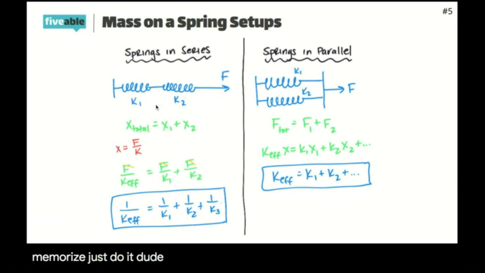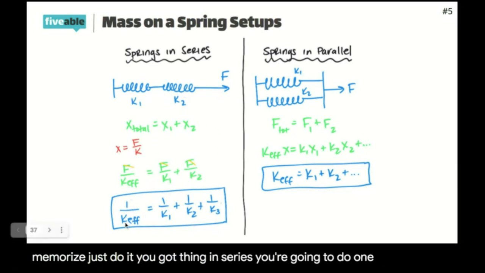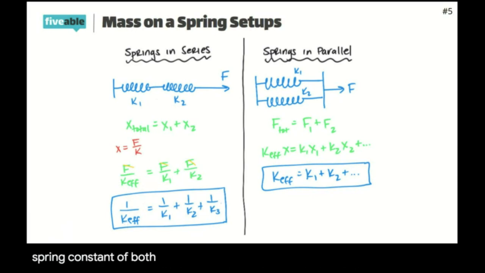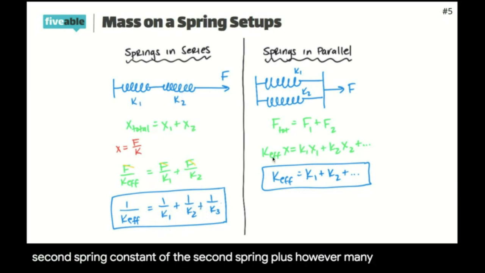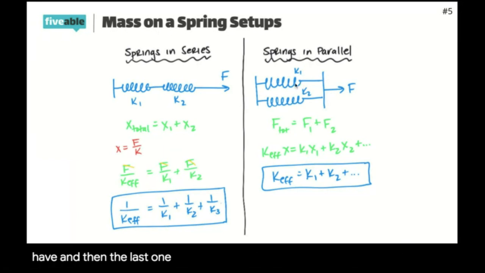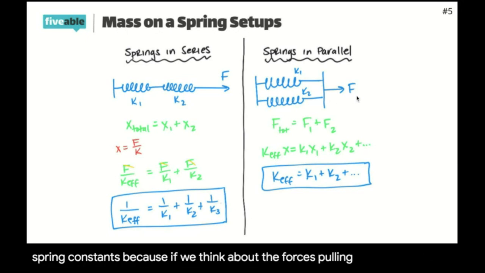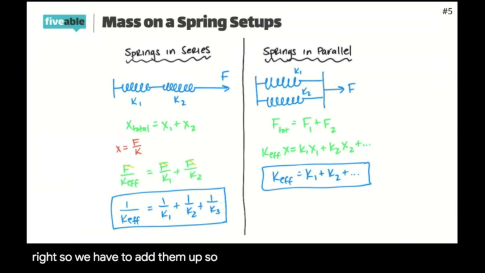If you've got something in series, you're going to do 1 over the effective spring constant of both of them together. That's going to be equal to 1 over the spring constant of the first spring plus 1 over the spring constant of the second spring, plus however many springs you have. And then the last one, if you're in parallel, all we have to do is add up the spring constants, because if we think about the forces pulling each of the springs separately, we have to add them up. So this is here for you if you want it. Again, I'm not going to spend more time on it because I don't really think you're going to see too much of it on the test.